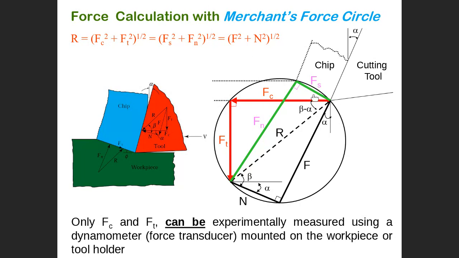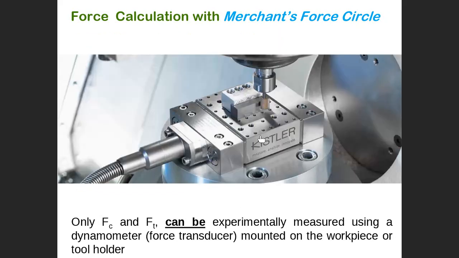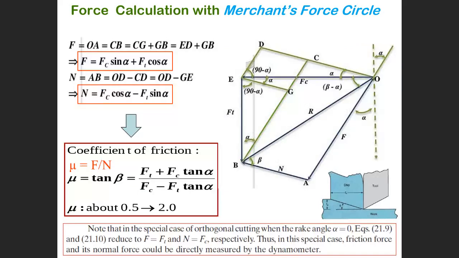Next, we would like to get a relation between the unknown and known forces, so we can obtain the unknown forces as a function of the known forces that can be measured by the dynamometer. First, we need the relation between F and N, and FC and FT. This is FC, this is FT, this is the friction force F and the normal force N.